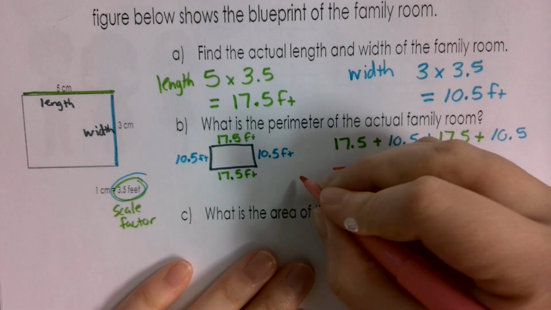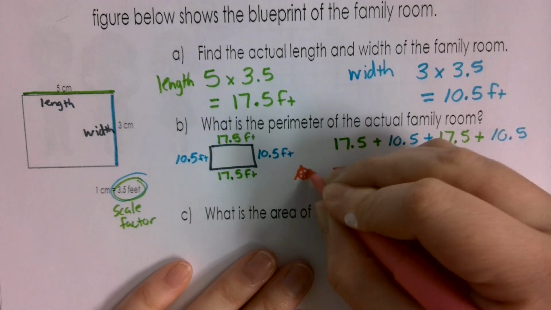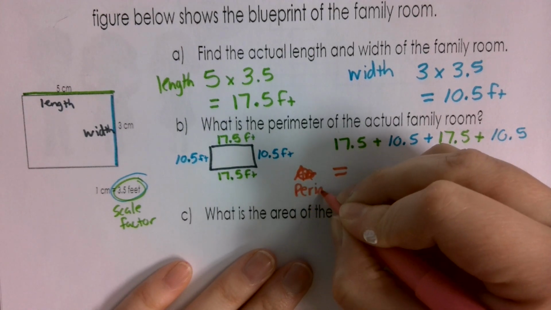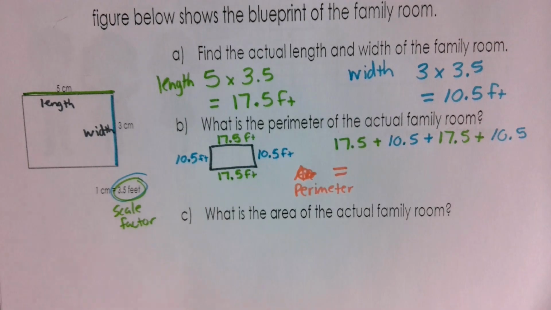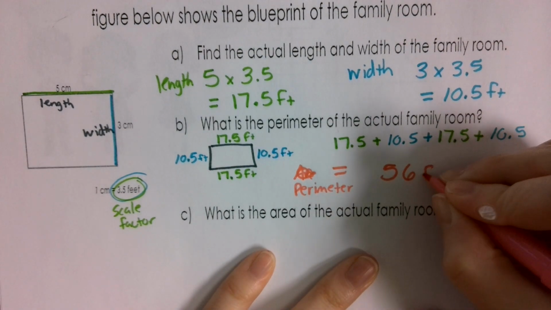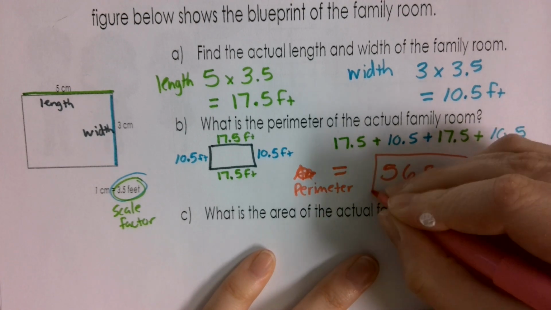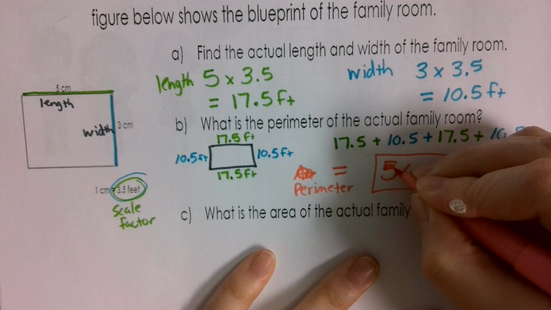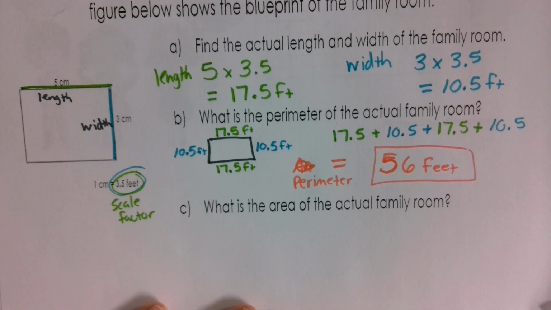Okay, when I add all of those together, that's going to give me my perimeter. What is the perimeter of my living room going to be? 56. And that's feet. 56 feet.